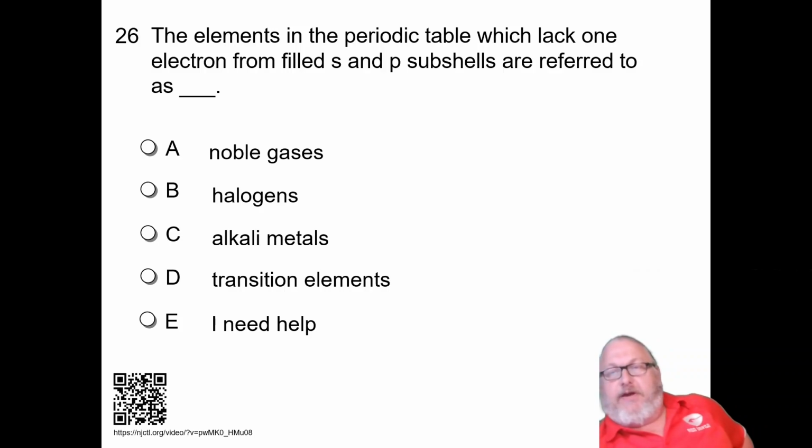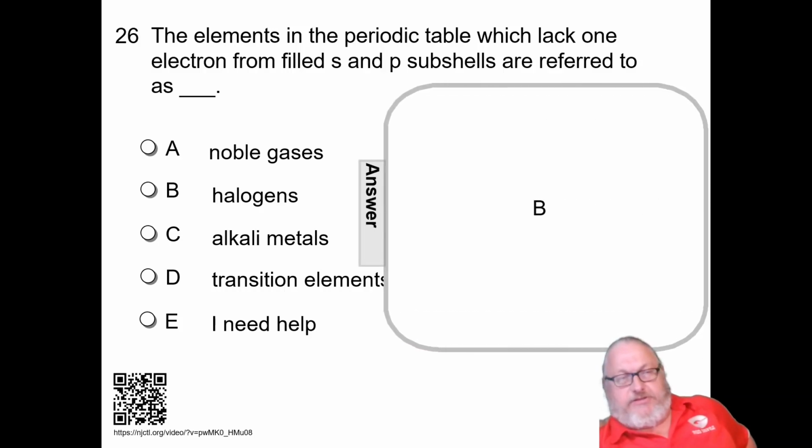The elements in the periodic table which lack one electron from a filled s or a p subshell are referred to as what? There's one electron to have it be totally filled. Those would be the halogens. So they've got the s2 filled, then they have one electron away from being a noble gas configuration.